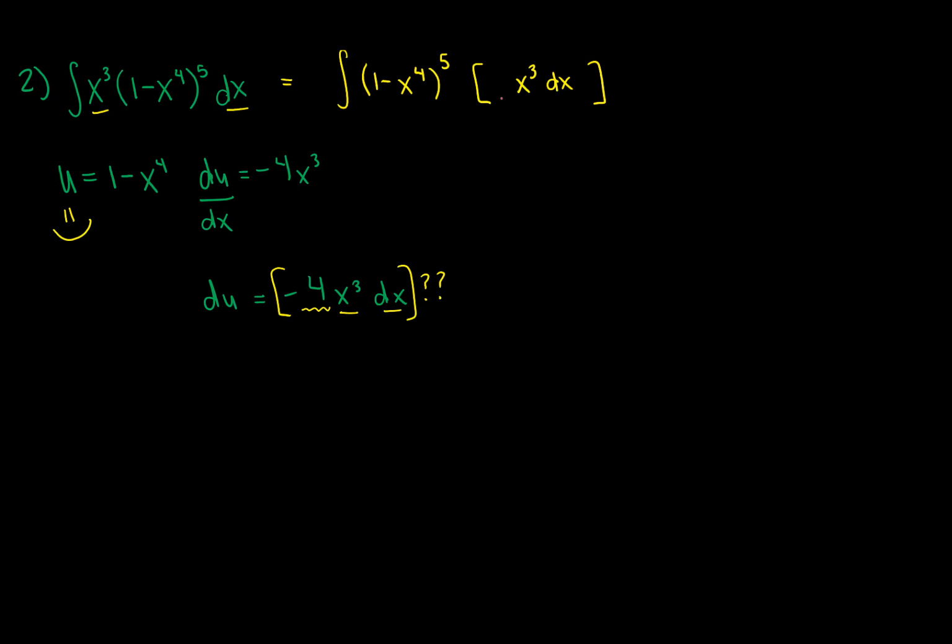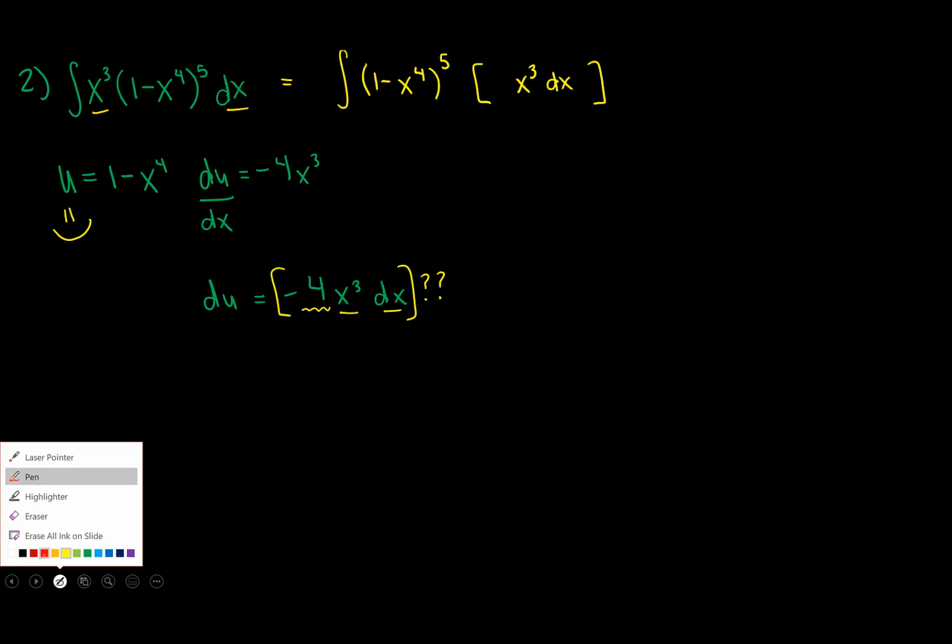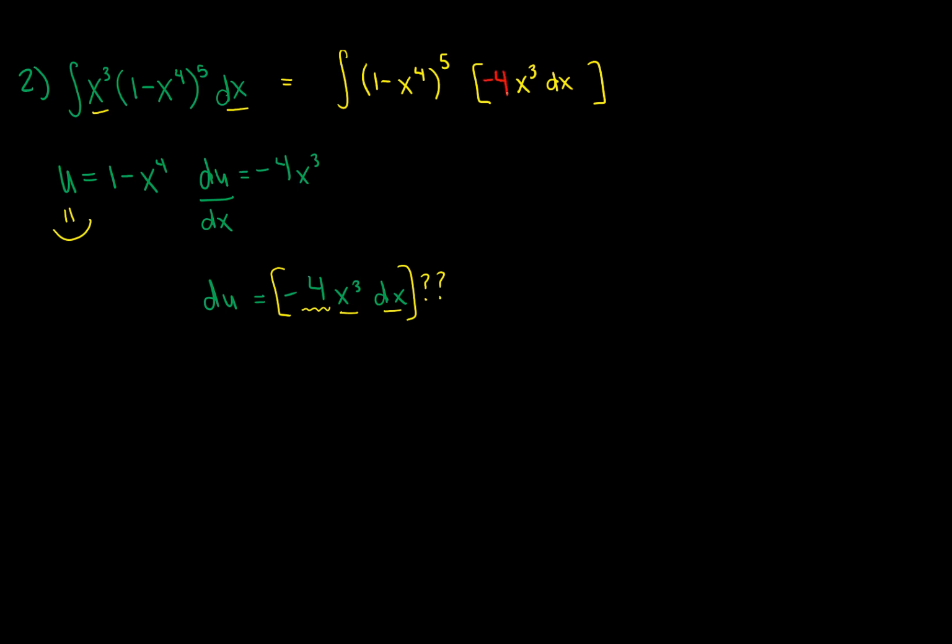So I have my x cubed dx, and I'm just rewriting them. I always stick my du in a little set of brackets there. And then inside my du, I need a -4. And so I compensate for that by multiplying by the reciprocal of -4, which is -1/4.